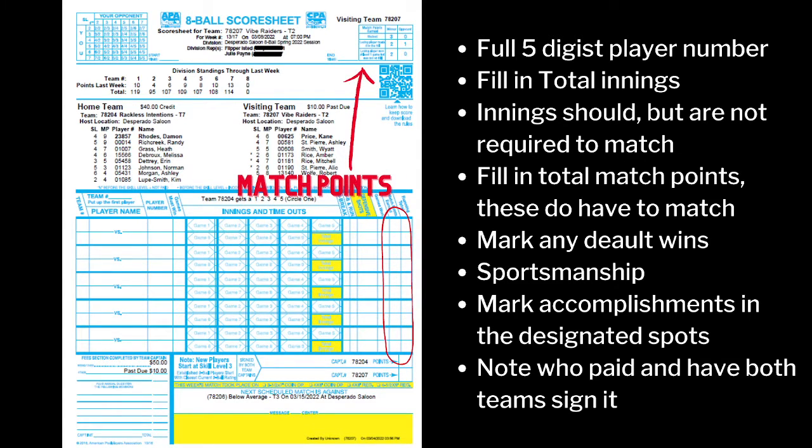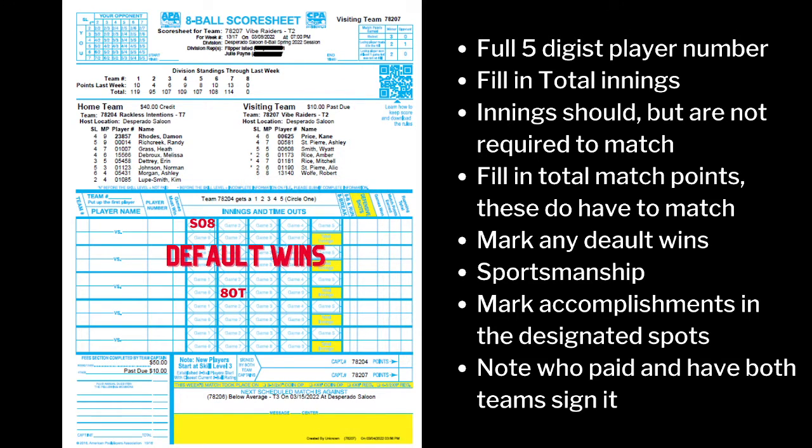Your match points, also very important. We don't have a problem with this one as much as we do the other two. Everybody remembers this one. You have your little chart up at the top. You fill that in on the third column, and you add those up as you go for the running total, which is your last column. In 8-ball, you also want to make sure you're marking your default wins.